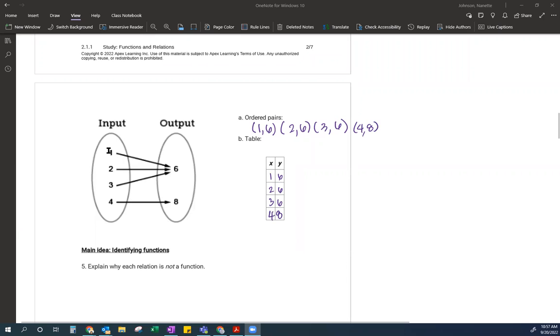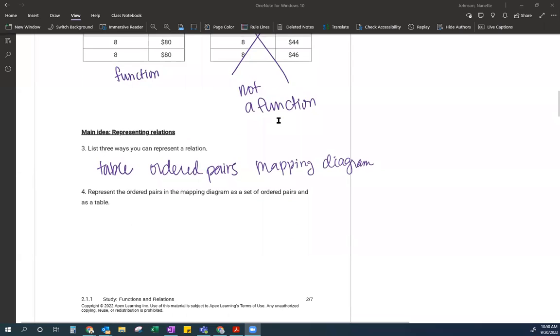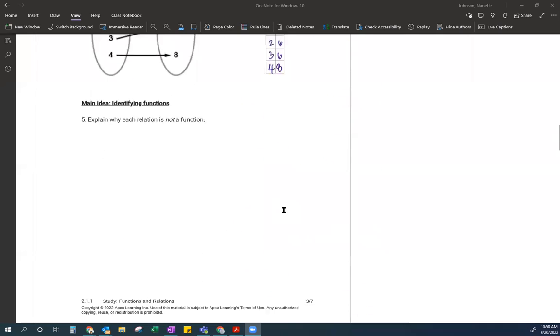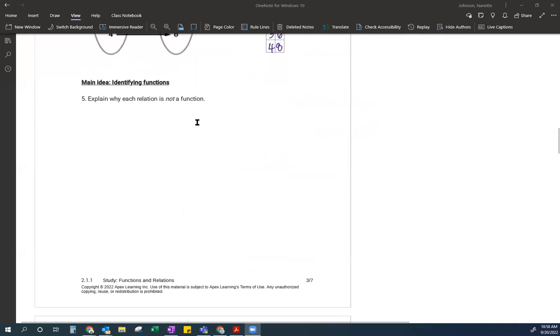Now, again, the function is each input has only one output, right? And here, for this one, this is considered a function because person 1 has a birthday on the 6th. Person 2 also has a birthday on the 6th. Person 3 has a birthday on the 6th, and person 4 has a birthday on the 8th. That could happen, right? Like 3 people can share a birthday. But one person, like over here, can't have 2 different birthdays. It doesn't make sense.